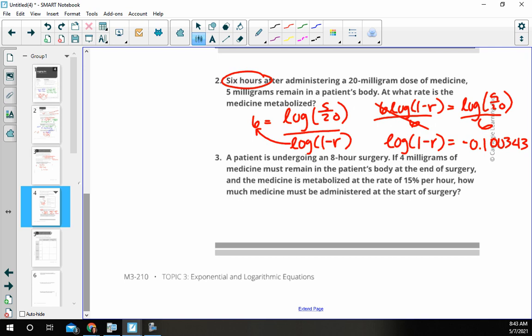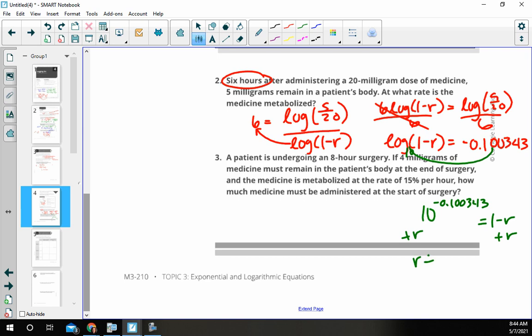I need to convert to get rid of that log now. So it's a base 10. So I'm going to do 10 to that negative 0.100343 power is equal to 1 minus r. Okay, I could subtract 1 and divide by negative, or I could add this r over.